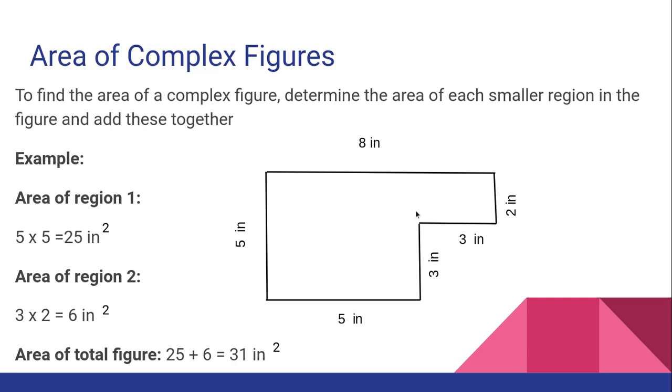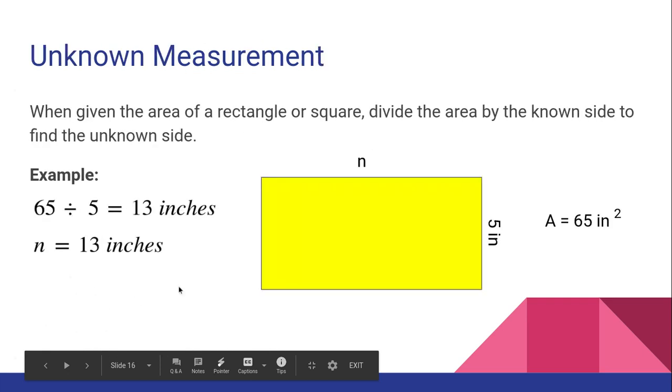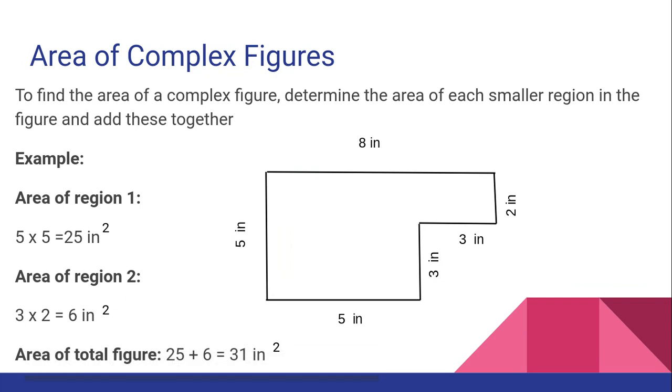So for our rectangle here, it's essentially 3 inches by 2 inches. So our area of region 2 is 3 times 2, which equals 6 inches squared. Now we're going to add those two areas together to get the area of the total figure. So we just add 25 plus 6, and that gives us 31 inches squared.